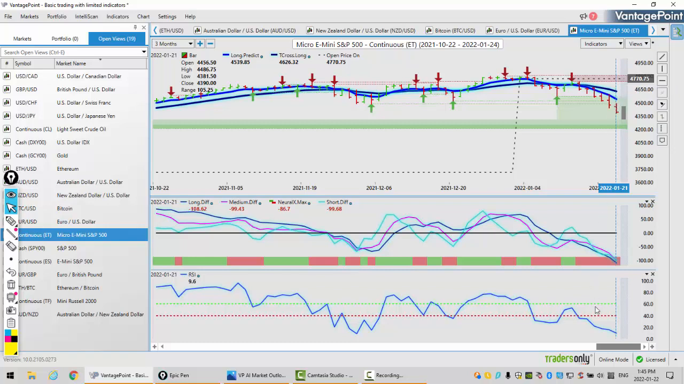Now, what I will point out, the predicted RSI is 9.6, the predicted differences are over minus 100. So yes, the market is oversold, but that doesn't mean it can't go lower. If there's further conflict between the US and Russia, then that is not exactly a risk-on environment, so we could see further pressure on stocks.